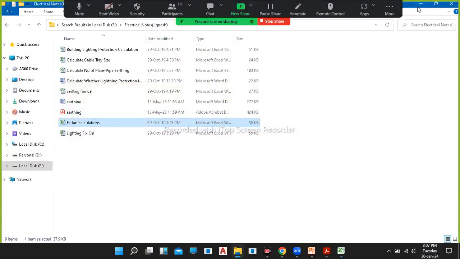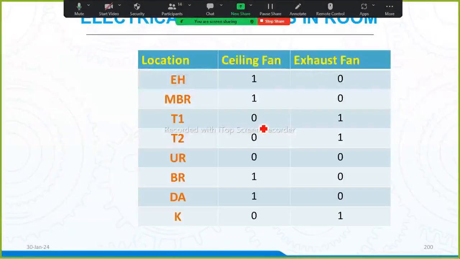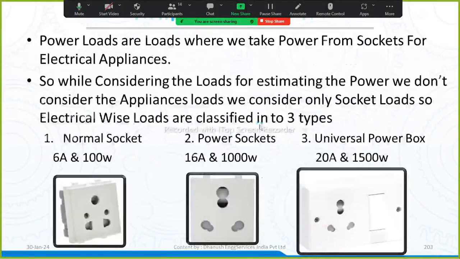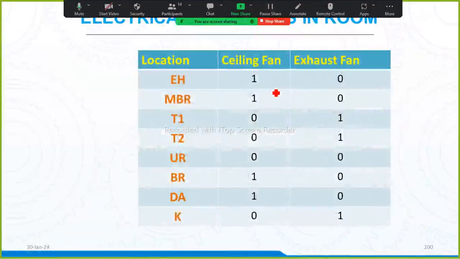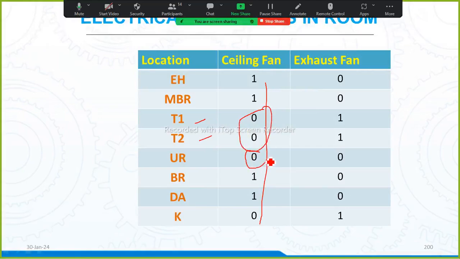Now we're done with the exhaust fan calculations. Likewise, I calculated the fans for all the rooms, and for some places like toilet 1 and toilet 2 we don't require, I just took 0. Utility also 0, and kitchen as per the client requirement whether to take or not, so I didn't take it here. The entrance hall and master bedroom don't require an exhaust fan, so I took 0. Utility, bedroom and dining area we don't require. Only in the toilets and kitchen.